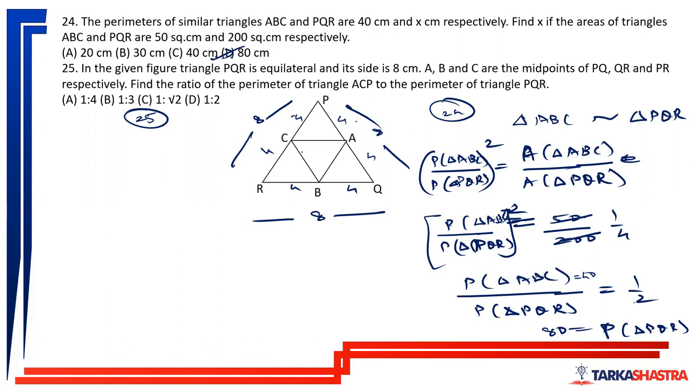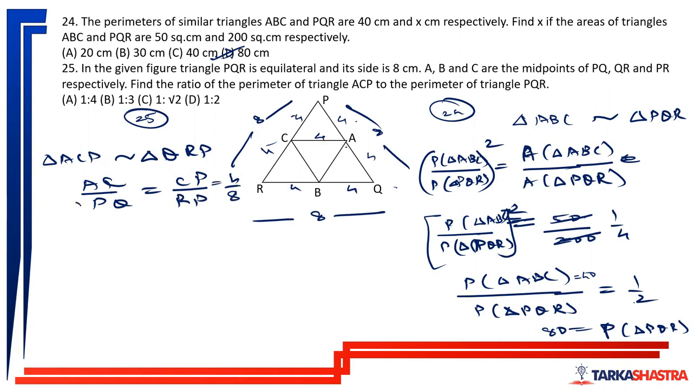So if this is 4 and this is 4, according to the basic proportionality theorem and similarity of triangles, this will also be 4. Why? Because triangle ACP is similar to triangle QRP. AC upon PQ will be equal to CP upon RP. I know that CP is 4, RP is 8, PQ is also 8. So AC has to be 4.